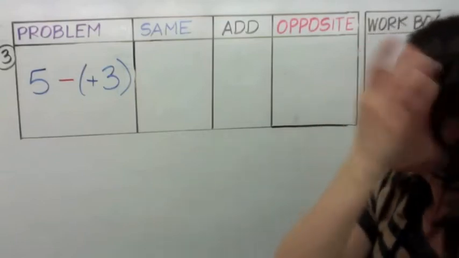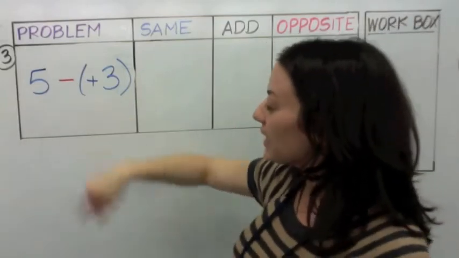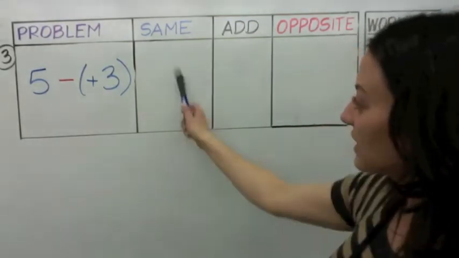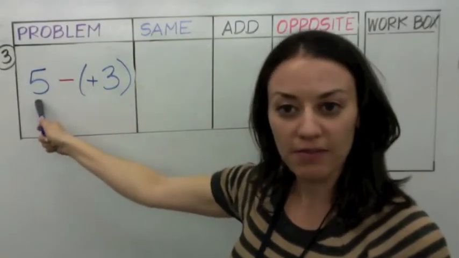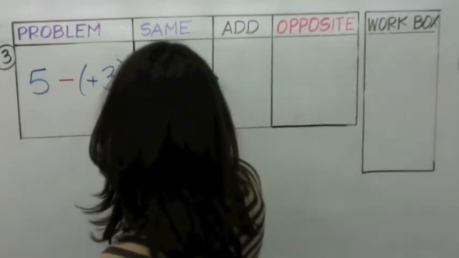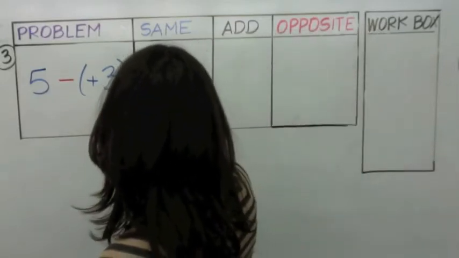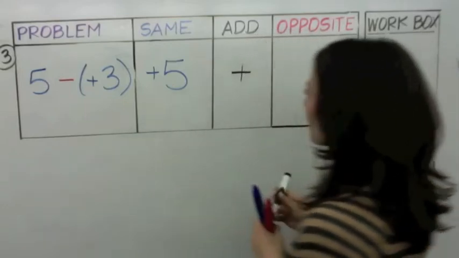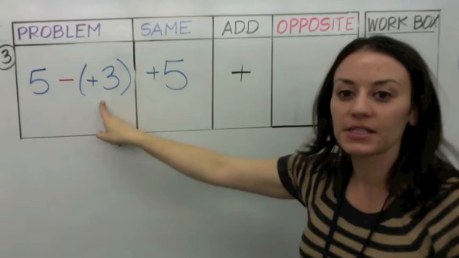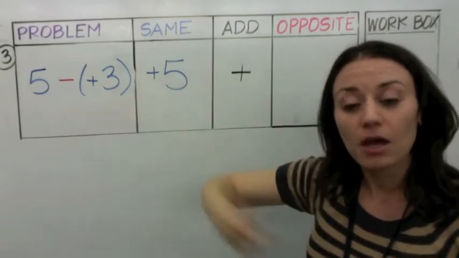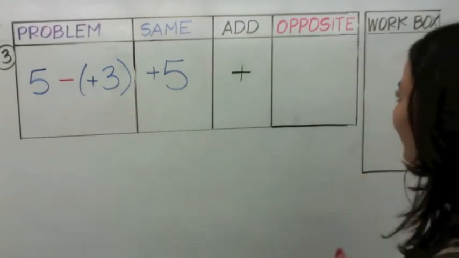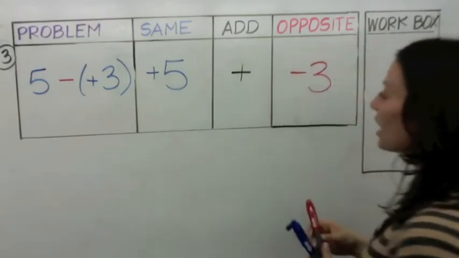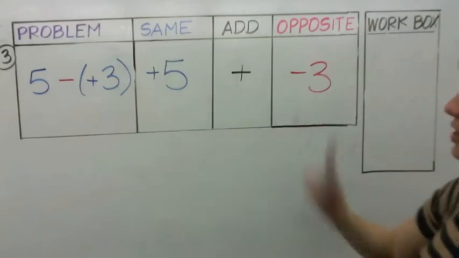Read problem number 3 with me. It says positive 5 minus a positive 3. Okay, so we're going to do same. What's the same as positive 5? The first integer. The same is positive 5. Then we're going to add the opposite of positive 3. What's the opposite of positive 3? Negative 3. Okay, so now we have two integers that are different colors.